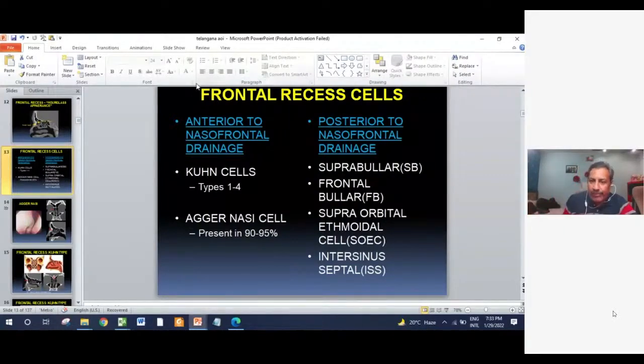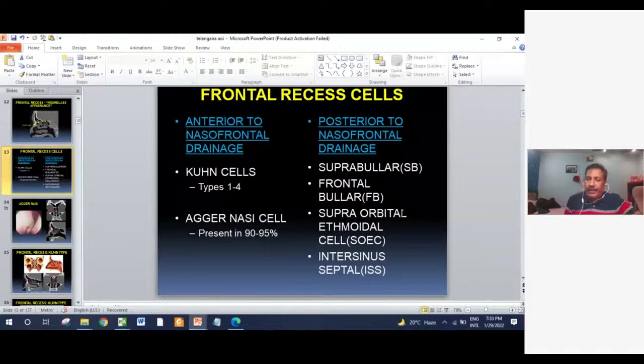Okay. So in the frontal recess, there are a number of groups of cells which are attached to the anterior wall. That is Kuhn cells, which I am going to show you, type 1, 2, 3, 4 Agger nasi cells. They are attached to the anterior wall. And there is a group of cells which are attached to the posterior wall of the nasofrontal drainage. That is the suprabullar cell. When it extends into the frontal sinus, it is called a frontobullar cell.